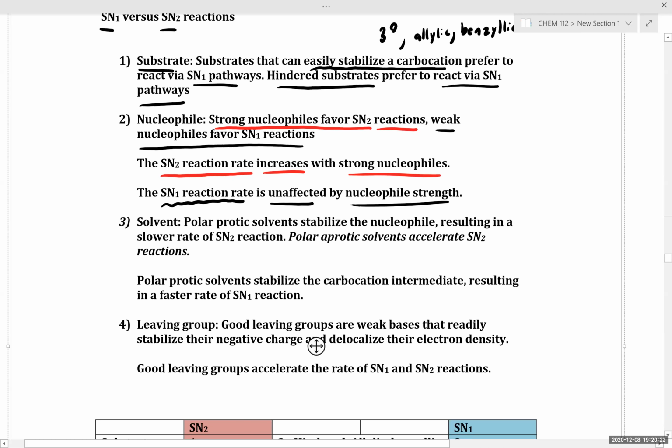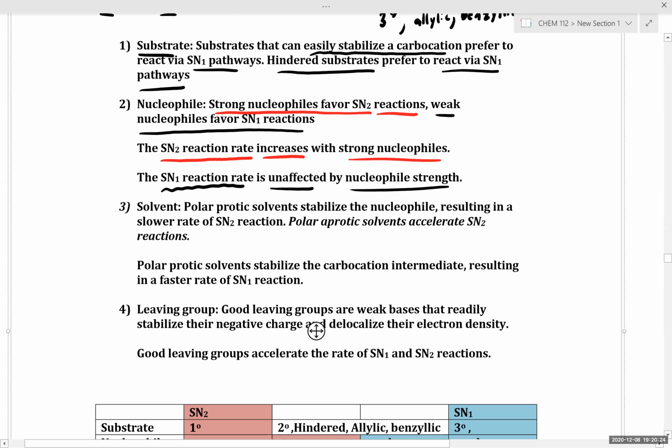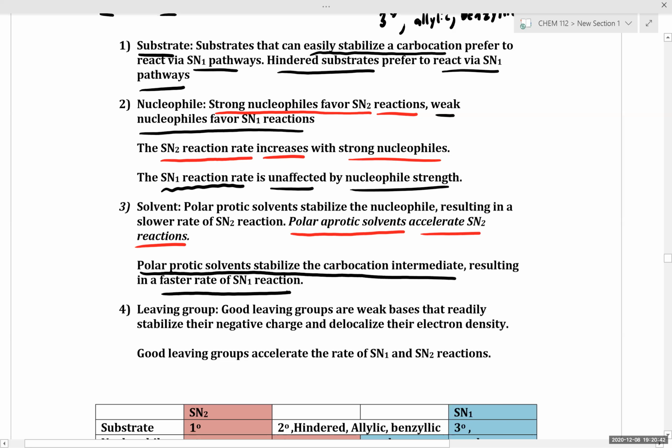In terms of solvents, polar aprotic solvents accelerate the SN2 reaction rate. Conversely, polar protic solvents stabilize the carbocation intermediate, resulting in a faster rate of SN1 reaction.